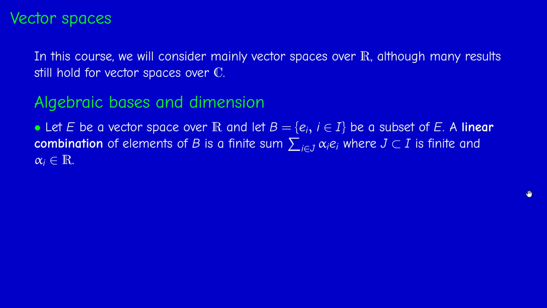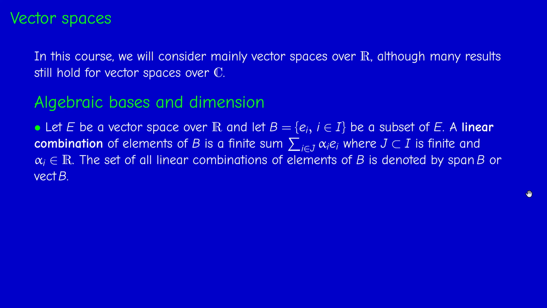Because here we don't have any topology on the vector space, so we cannot talk about convergence of infinite series. So when we talk about sums, they should be finite, because we don't know how to do an infinite sum without the notion of convergence. So a linear combination is actually what you call a finite linear combination in first year. So this is easy.